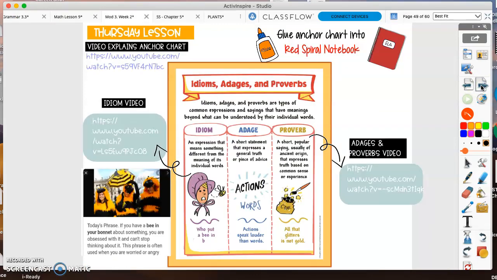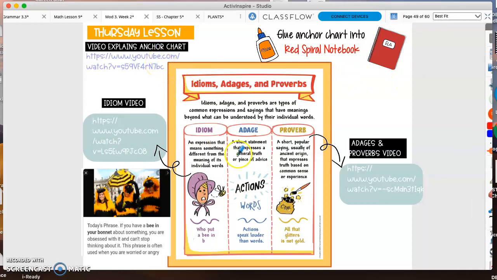Okay, so Miss Montgomery, she's going to be with you today. She should have given you this anchor chart for you to glue into your red spirals. So in our story today, we are going to be talking about idioms, adages, and proverbs. Well, an idiom, we've talked about this some, is an expression that means something different from the meaning of its individual words. So the words that are in there have a different meaning, okay?